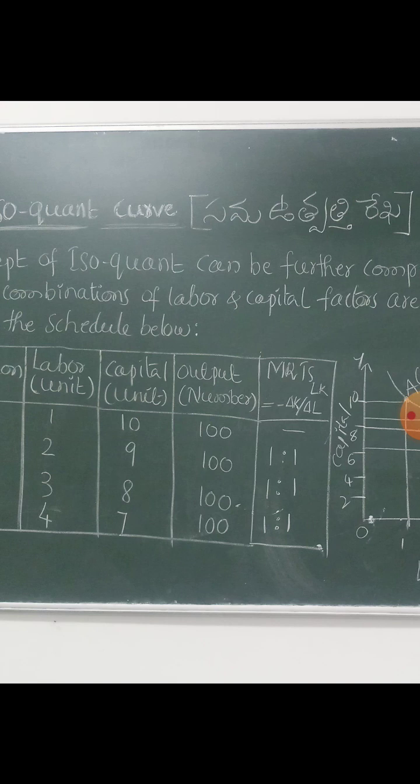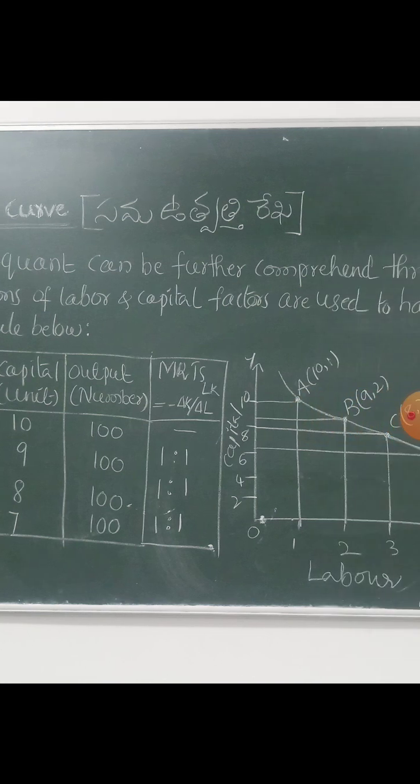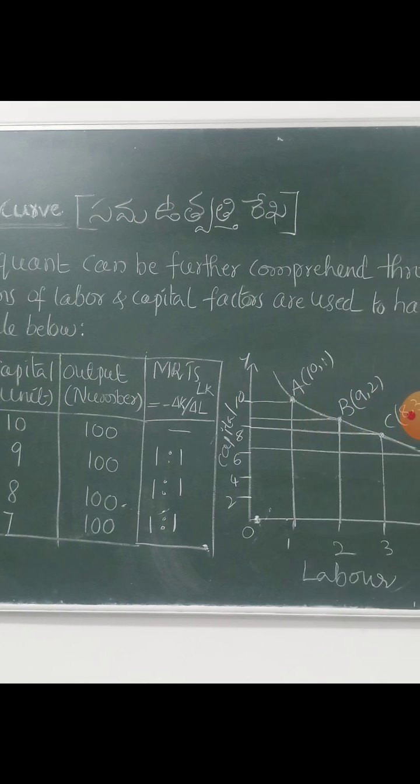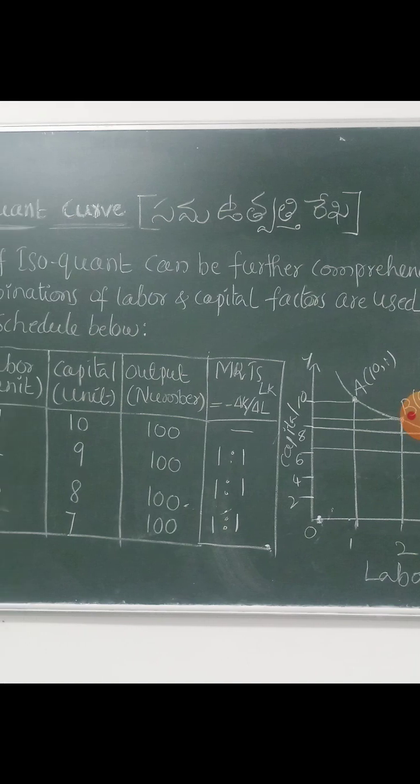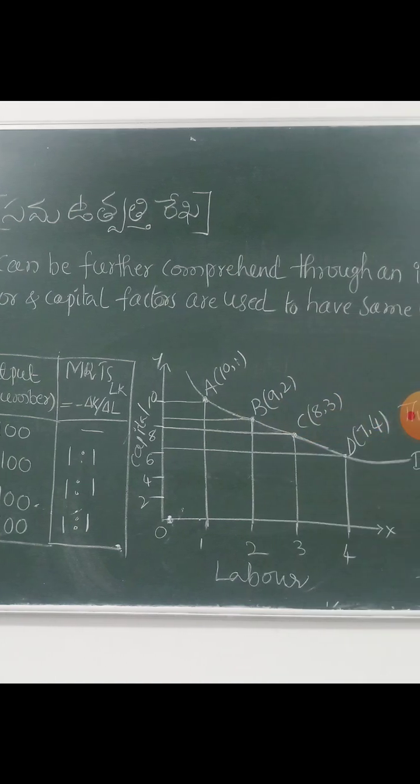Just as in consumer demand theory we get the marginal rate of substitution for X commodity and Y commodity, the calculation is similar to the marginal rate of technical substitution in production theory. How much capital is changed, 10 to 9, 9 to 8, 8 to 7, and how much labor is engaged, 1, 2, 3, 4. So in the calculation we get 1 to 1, 1 to 1, 1 to 1, and we can write delta K by delta L as 1 by 1. So definitely we get 1.